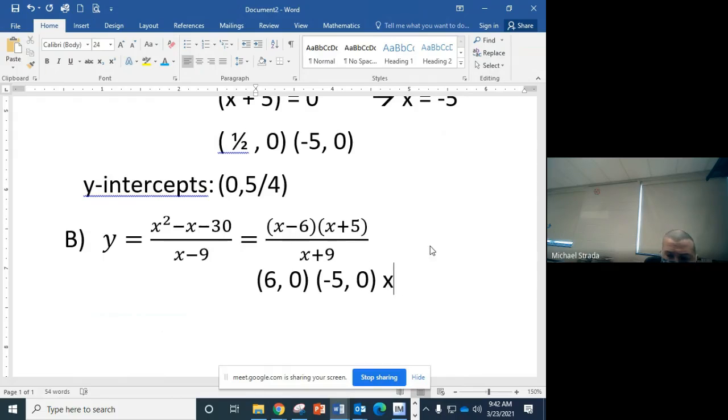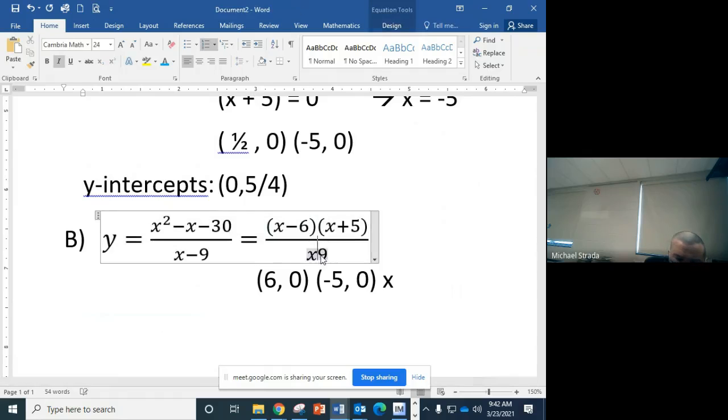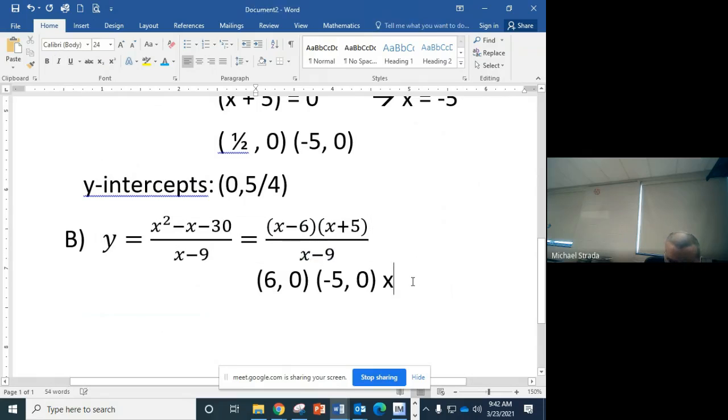It's not going to matter which sign goes where. All right, that's your x-intercept. Good with that? So you're going to have as many x-intercepts as your numerator gives you. You can only have one y-intercept, but you can have more than one x-intercept. All right?